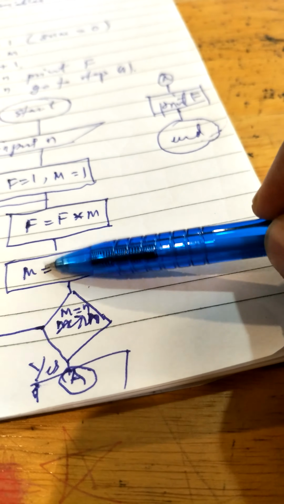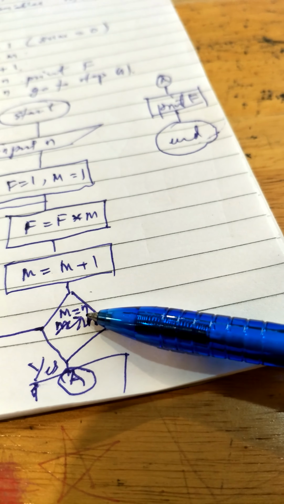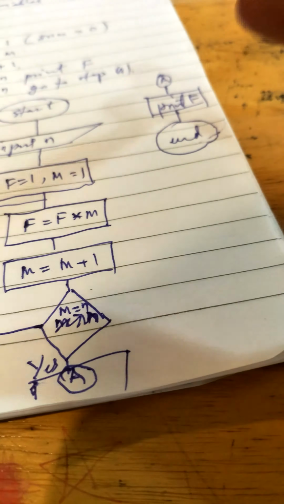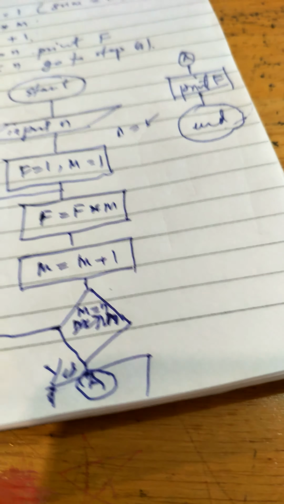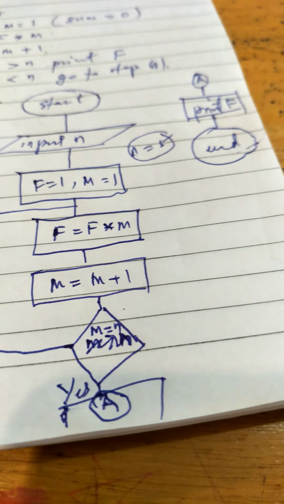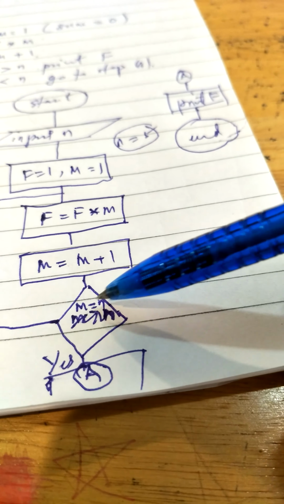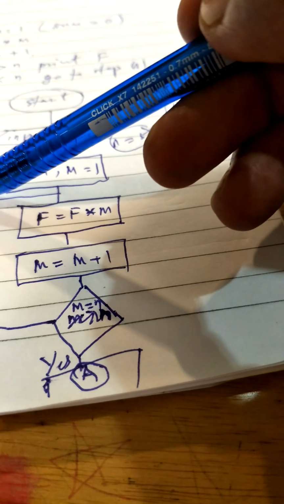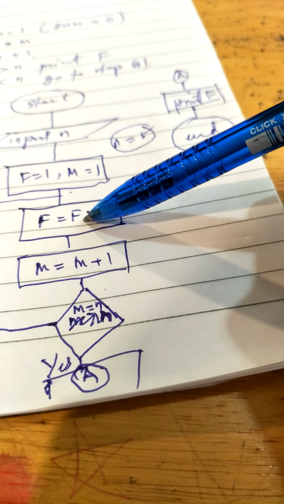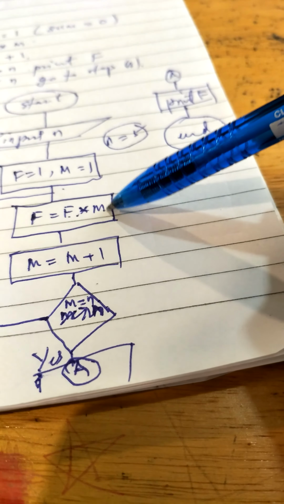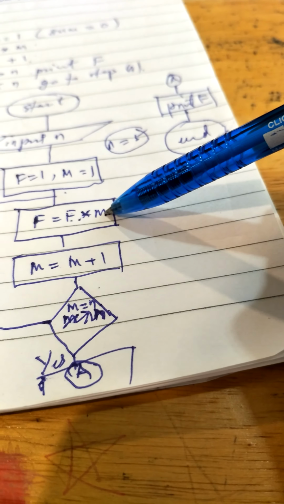Alright, now m equal to 2. 2 equal to n? And our n is, let's say you put n 5. Okay, we input the value n 5. So 2 equal to 5? No. If not, then it goes up here. Do multiplication, f times m. F is 1, 1 times m is 2, so 1 times 2.